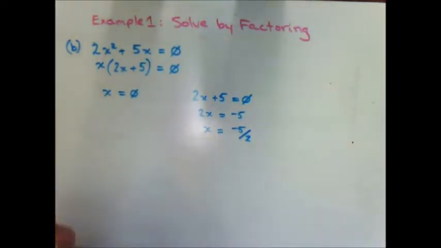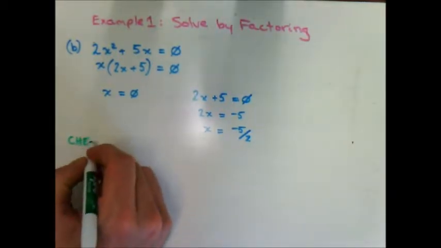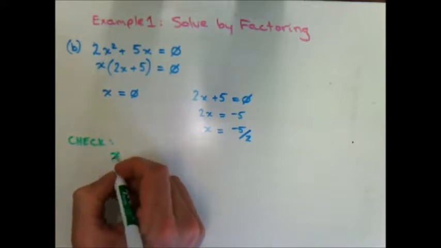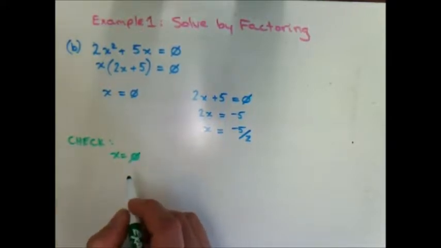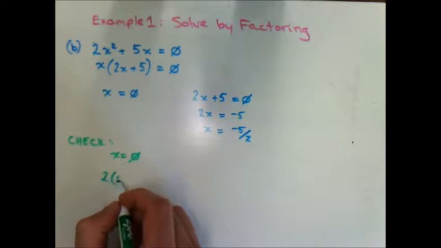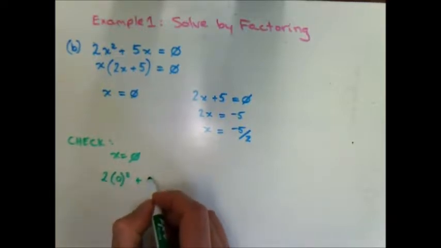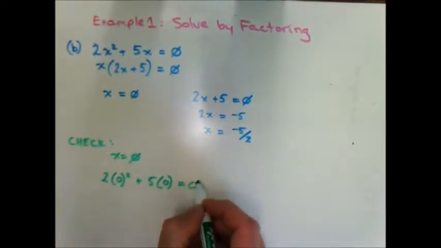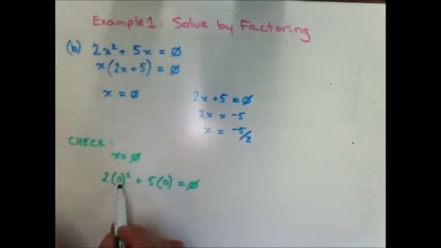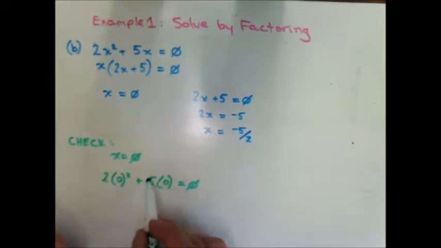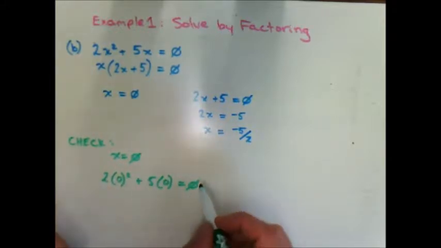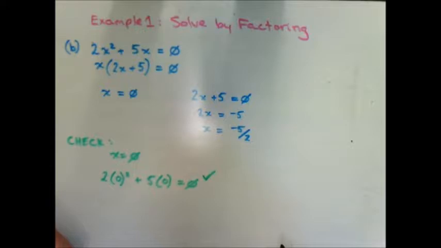Well, let's go ahead and check if our solutions are correct. Check. For x equals 0, we sub 0 in for x in both places. And that's a quick check. 0 times 0 is 0. 0 times 2 is 0. So this whole term is 0. And 5 times 0 is 0. 0 plus 0 is 0. Boom. x equals 0 is a solution. We've done that correctly. 0 is a solution to the quadratic equation.